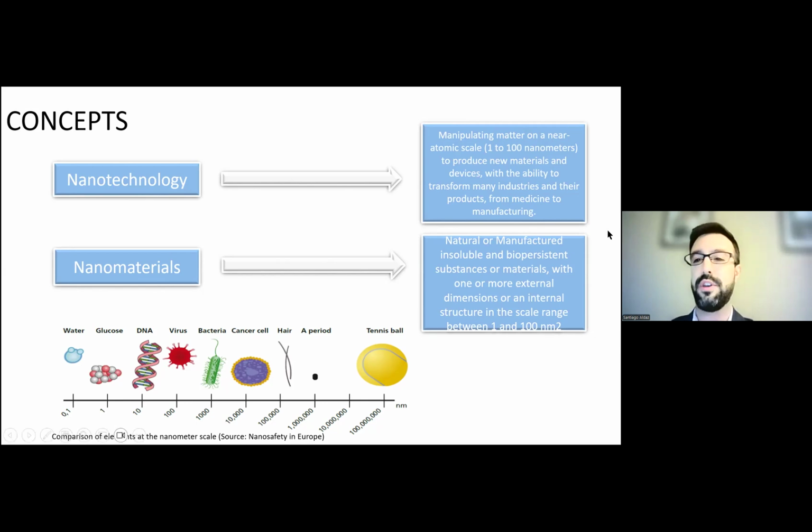So we know that nanomaterials are substances that can be natural or manufactured, with one or more external dimensions, or at least an internal structure, in the scale range between 1 to 100 nanometers. Below we can find a picture which shows a comparison of elements at a nanometer scale. We can see a tennis ball on the right side in contrast to the length of a molecule of water.